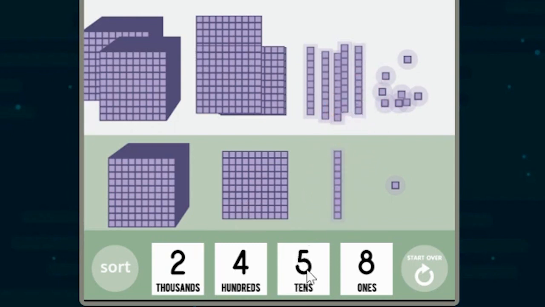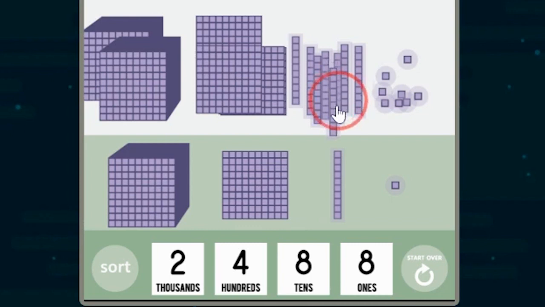Let's see. Counting forward by the decade. The tens changed. Now we have 5 tens. So the number is 2,458. Let's keep counting forwards by the decade. 2,468. 2,478. 2,488.